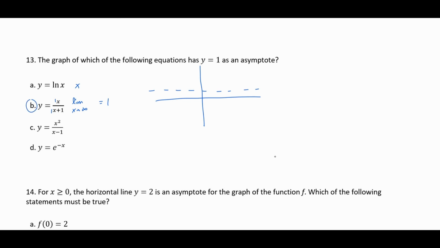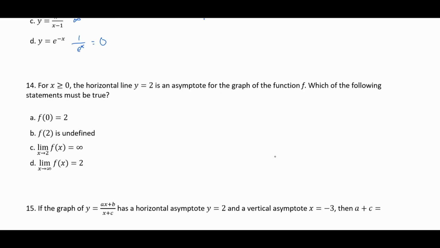So this one, y equals x squared over x minus 1, the numerator has a higher power than the denominator. So this one is actually going to infinity. This one is not going to approach a single value because the exponents are different. And then e to the negative x, you're going to want to rewrite that as 1 over e to the x. And when you get this, you're going to be getting the limit as x approaches infinity, a really large number in your denominator. So this is actually going to approach 0, not 1.